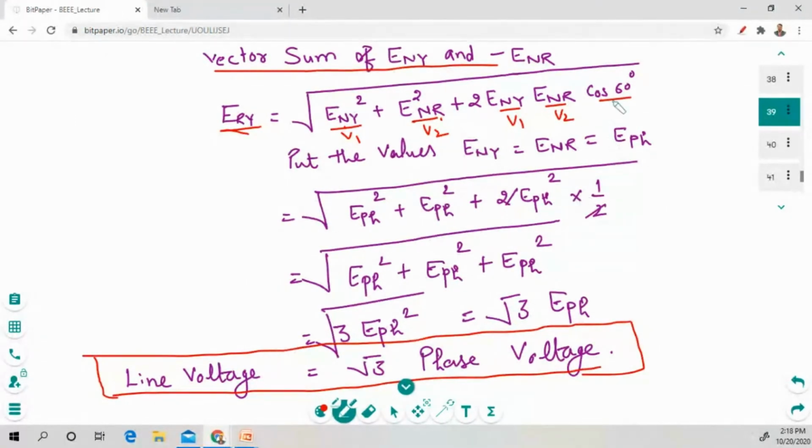Multiplied by cos of 60, which is 1 by 2. So this 2 cancels out, and we get EPH square, and when we sum up all these values, we get 3 EPH square. So the square is cancelled out by the root, and we finally get root 3 into EPH. So line voltage is equal to root 3 times the phase voltage.